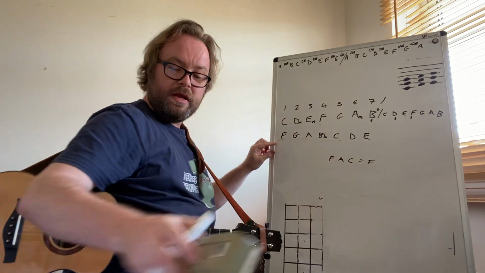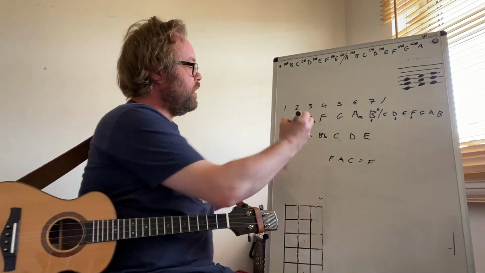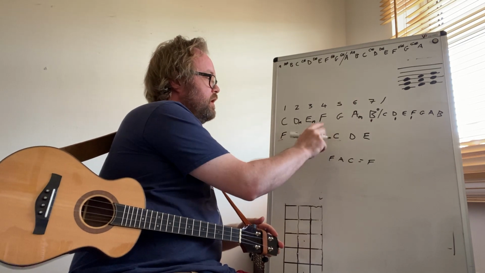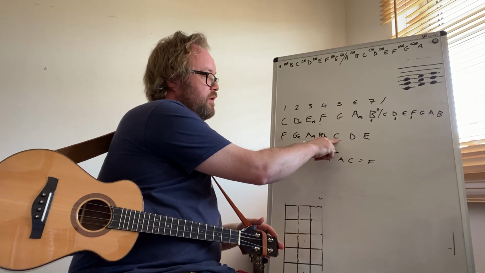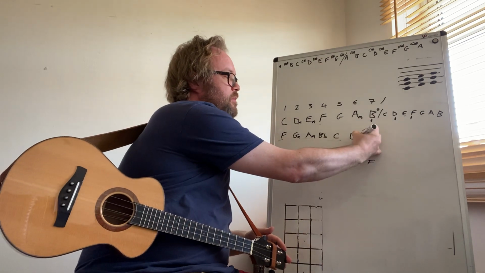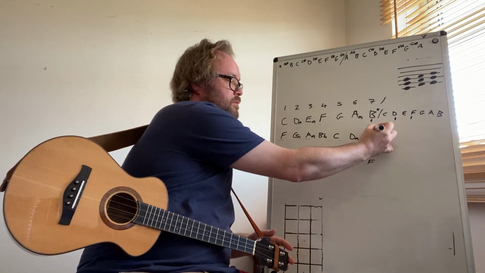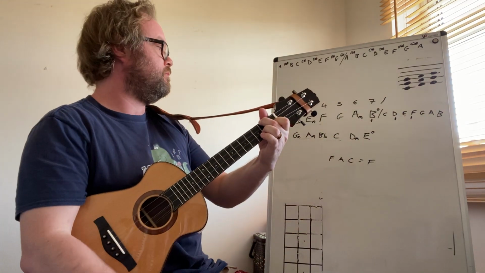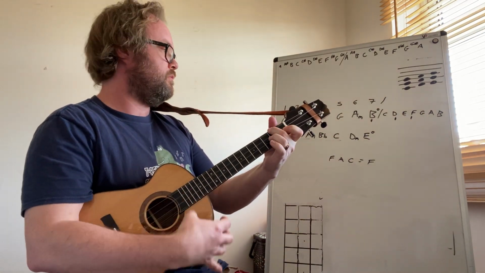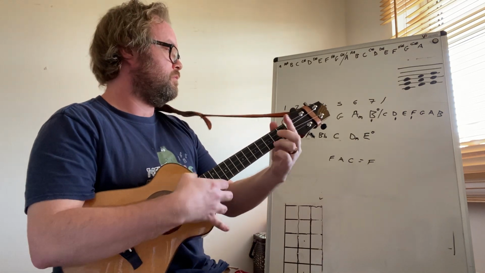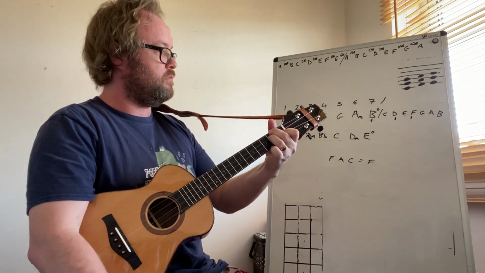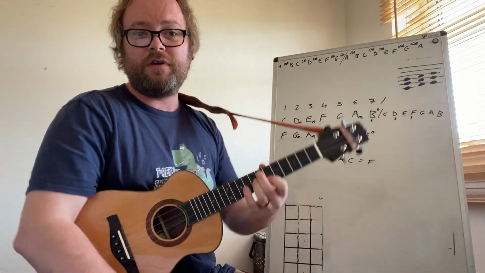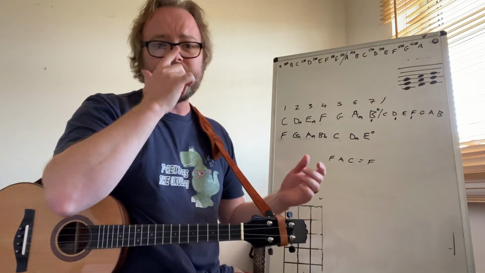The first one would be a major, the second one a minor, the third one a minor, the fourth a major, the fifth a major, the sixth a minor, and this one a diminished chord. Those are all the chords that fit together in the key of F. So that's how chords are built.